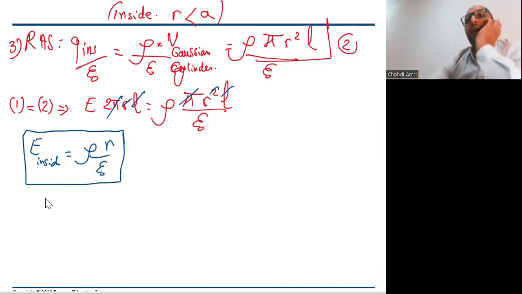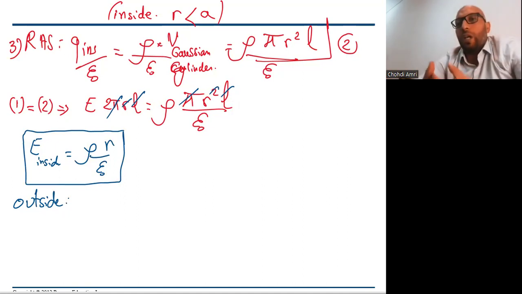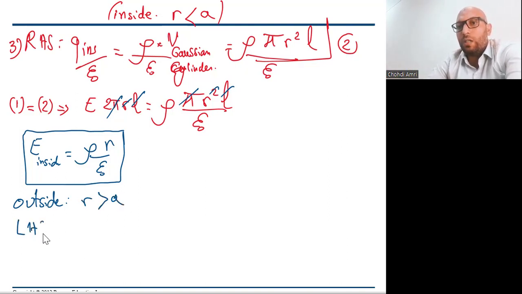Okay, for outside now, the first step for Gauss's law is the same. The Gaussian surface is the same. For the left-hand side, it will be the same. Outside, that means R larger than A. Left-hand side, it's the same, E 2 pi R L.